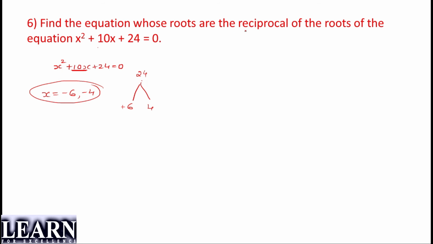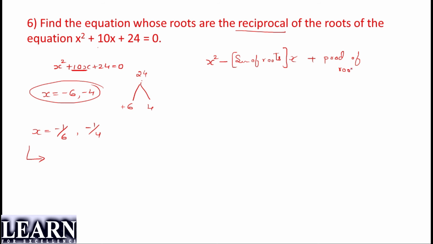So they are talking about roots are reciprocal. Then we can say x is equal to minus 1 by 6 and minus 1 by 4. So I need to find out the next equation which has this root. So whenever we have got the roots, we can find out the equation by using a simple standardized equation here, which says x square minus sum of the roots into x plus product of the roots is equal to 0.